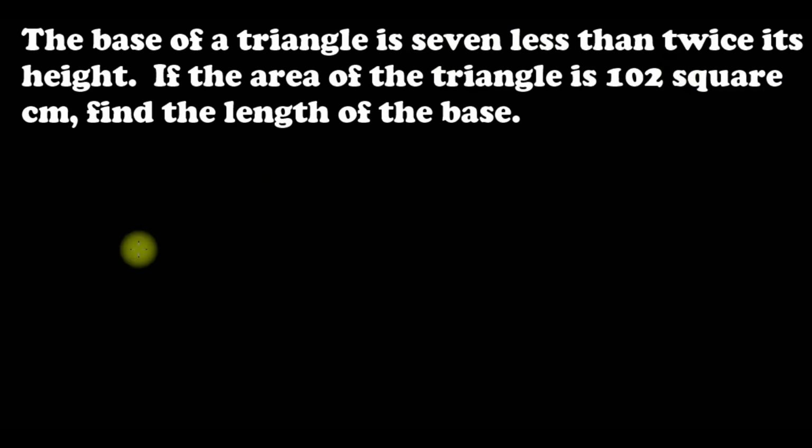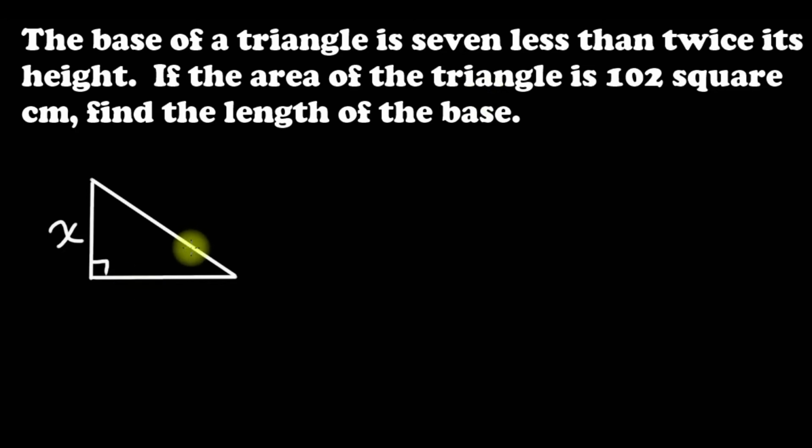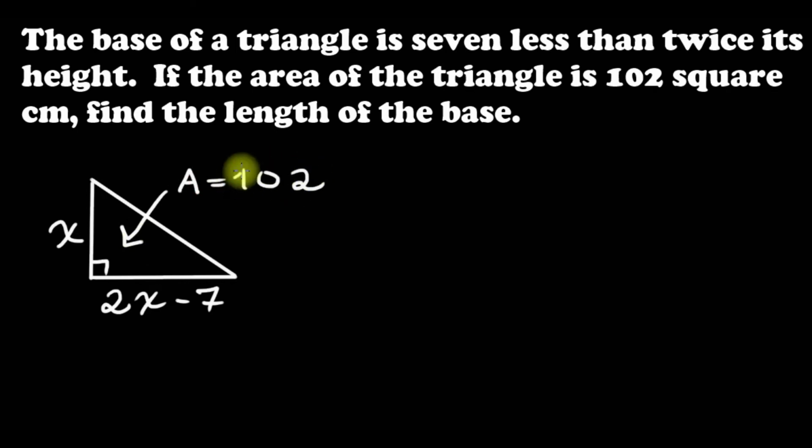Okay, so let's draw a triangle here. So here is a triangle. We do not know what the height is, so we're going to call it x. And then the base of this triangle is 7 less than twice its height. We know the height is x, so twice the height is 2x, and then take away 7. And we know that the area is 102 square centimeter. All right, so this is what's given to us right now.